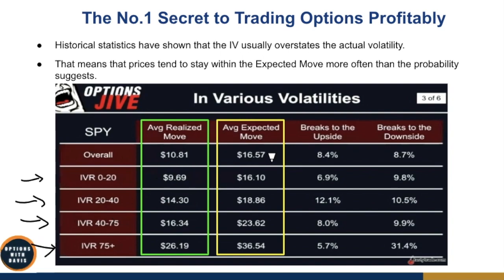In all instances, the expected move is much more than the realized move, but it is much more pronounced when the volatility is extremely high. As you can see, this is almost a $10 difference in terms of the expected move compared to what the market actually moved. In lower volatility, it's roughly only about $5 plus. So that means there is actually much more edge when you put on a trade to trade the expected move when the volatility is much higher.